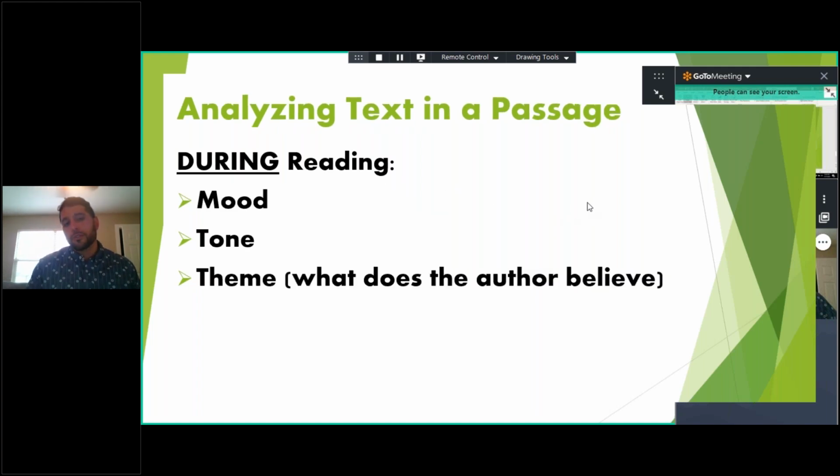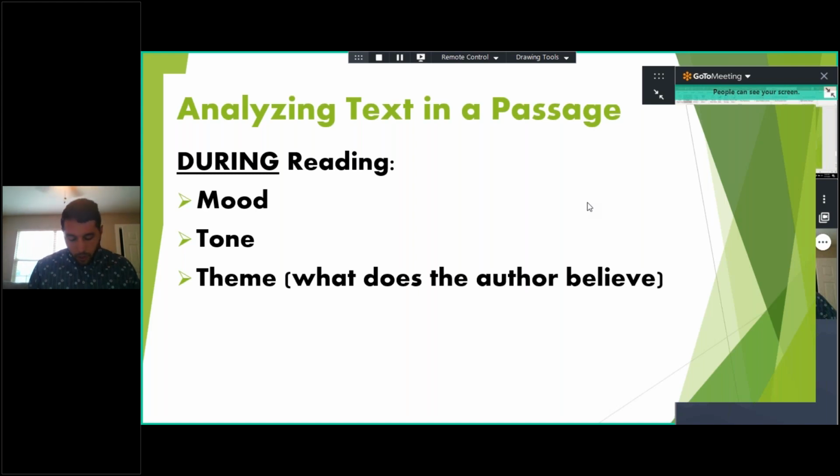Some more are the mood. So what's the author's attitude? Are they angry? Are they really just kind of trying to teach you something? Are they happy? Are they hopeful? That mood is really just the author's attitude towards the subject that they're talking about. Then there's the tone, which is also kind of the author's attitude. So mood is really a lot about emotions, and tone is really the attitude. So the two are intertwined, but they're important to really pinpoint while you're reading a passage so that you can analyze the text based on how the author's feeling about that subject.